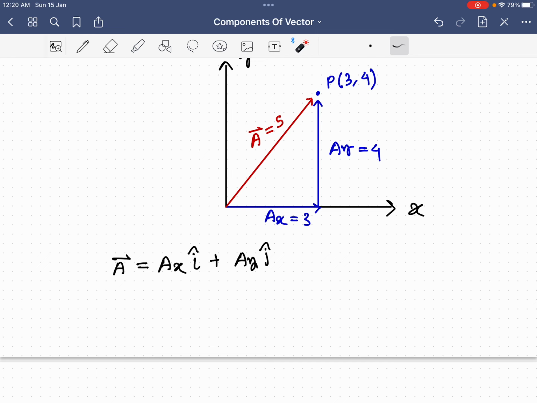Unit vector. What is unit vector? Unit vector is a vector which has a magnitude of unit, or you can say magnitude 1. Okay, so this vector represents this tiny vector whose magnitude is 1 and direction is this way.